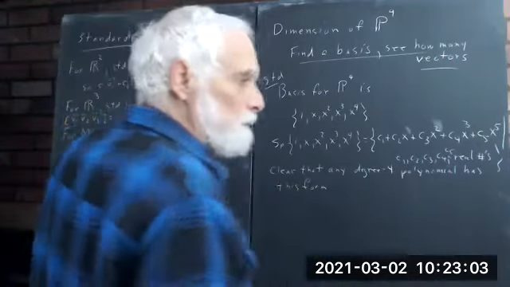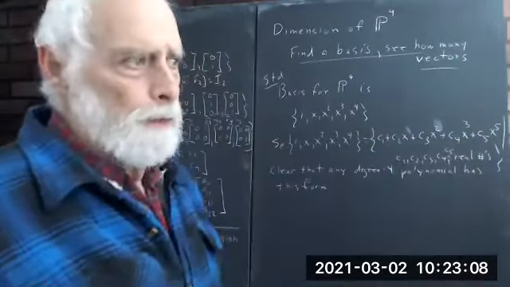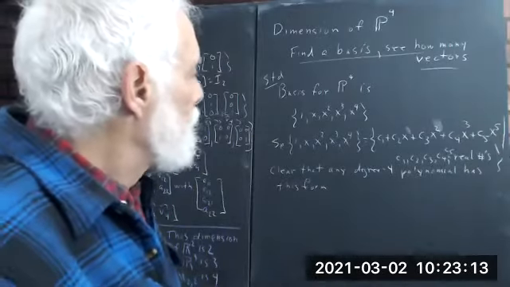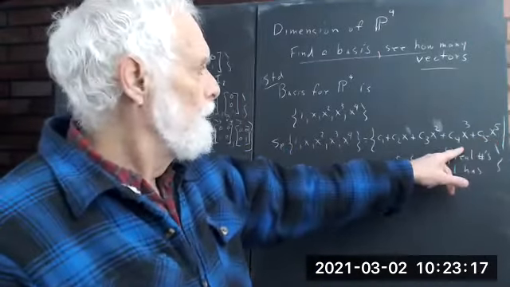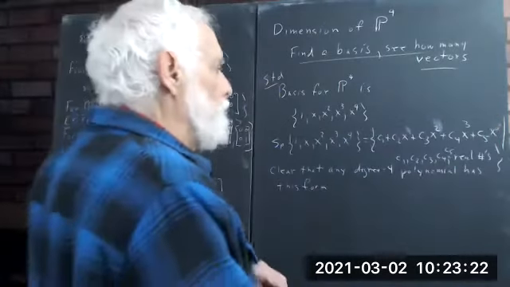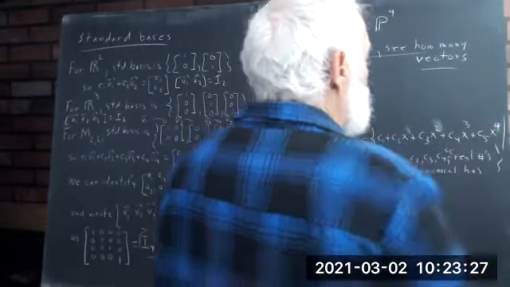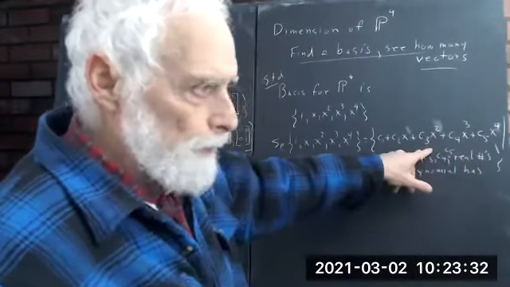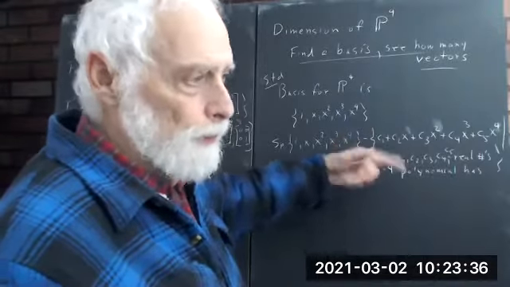It should be clear without comment that this could stand for any degree 4 polynomial, because what's a degree 4 polynomial? It's some multiple of x to the 4th plus another multiple of x to the 3rd plus another multiple of x squared plus another multiple of x plus a multiple of x to the 0, or just 1.